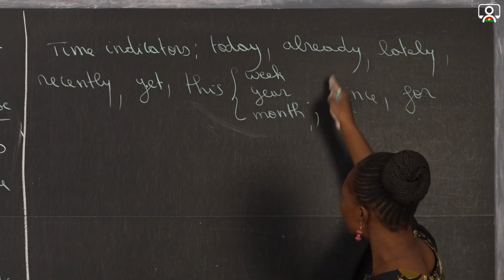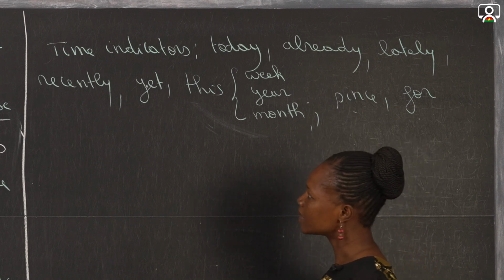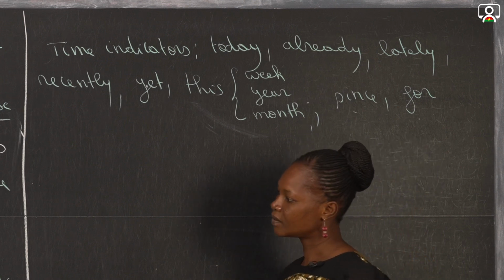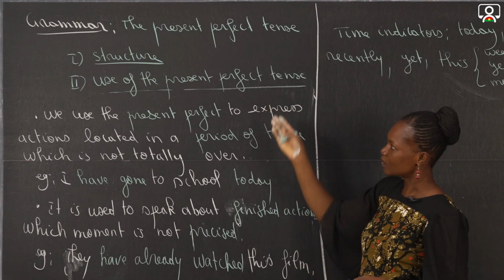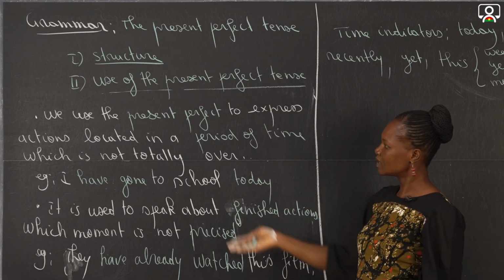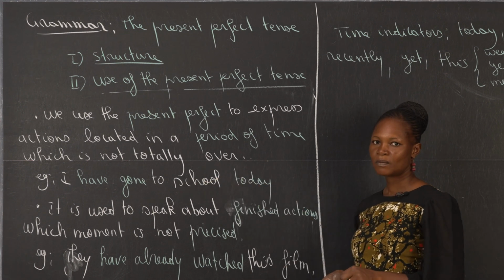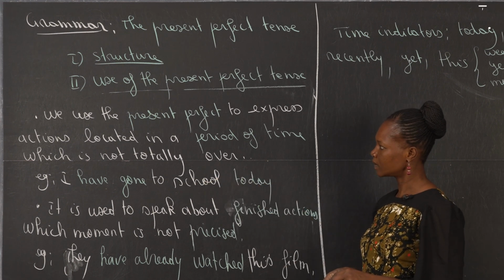So when we have these time indicators, conjugate your verb in the present perfect tense. We have already seen the structure, so you know it: to have plus the past participle of the verb.